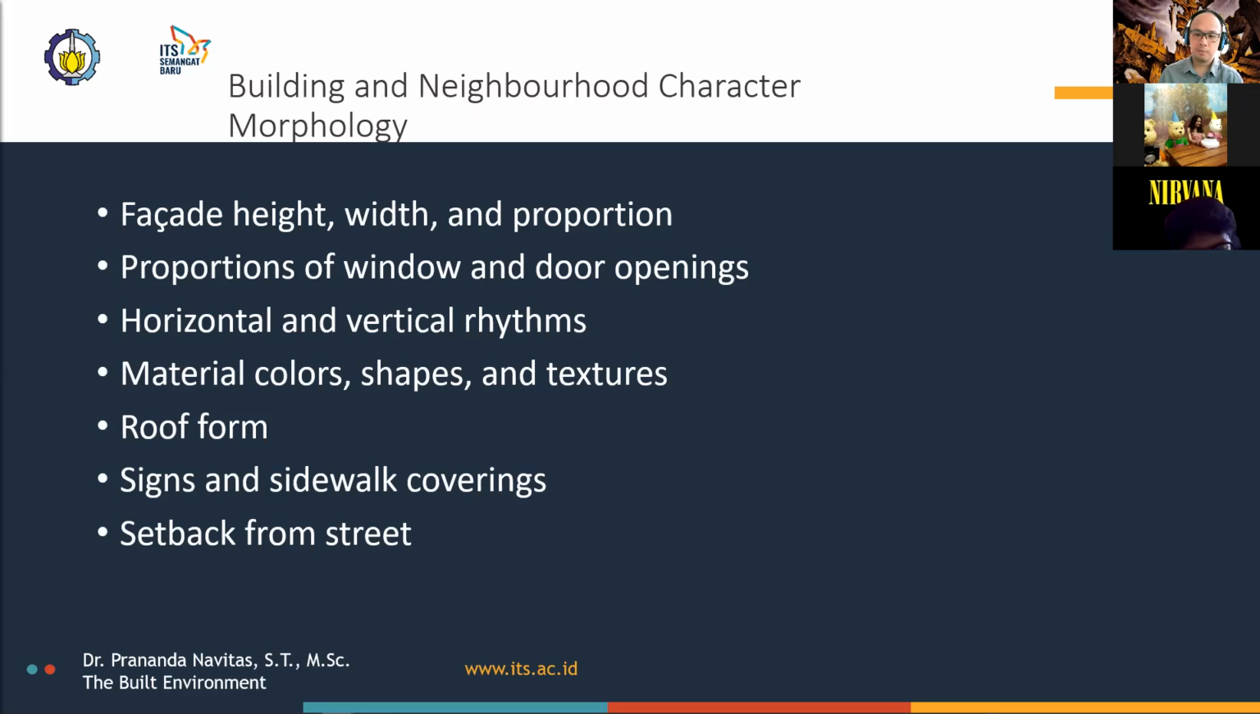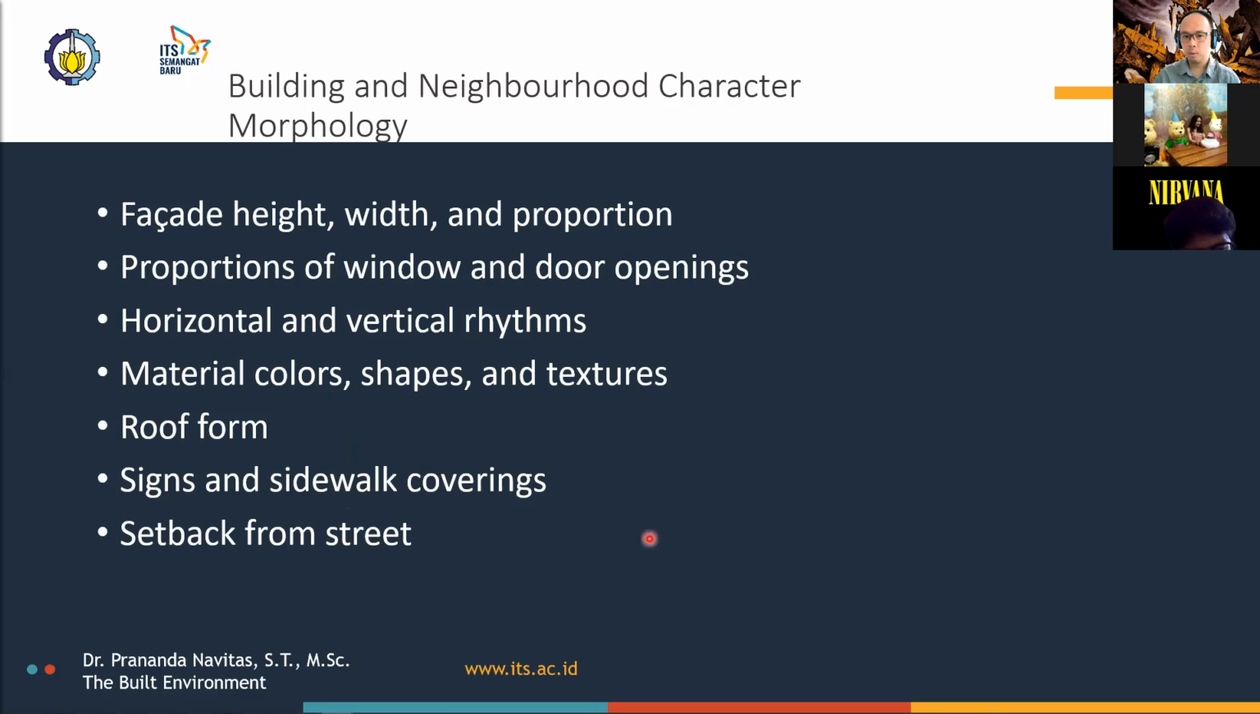So an assessment of building character, for example, considers at least these attributes: facade, height, width, proportion, proportions of window and door openings, horizontal and vertical rhythms, material, color, shapes, and texture, roof forms, and so on.